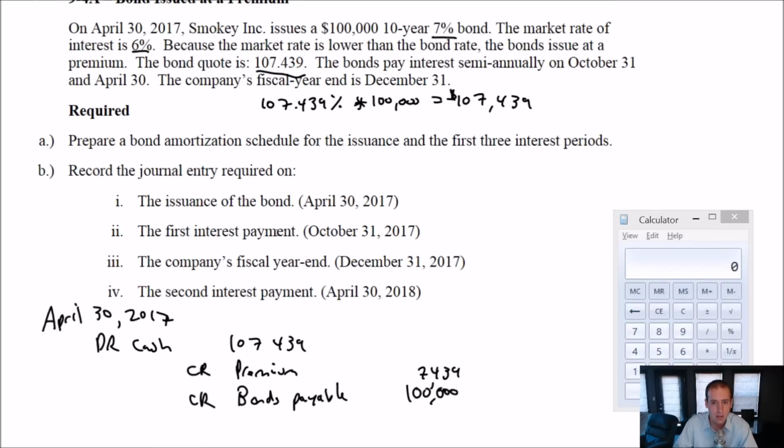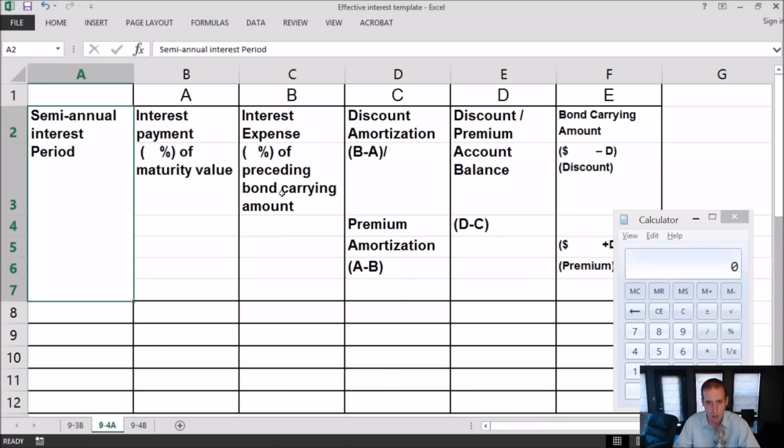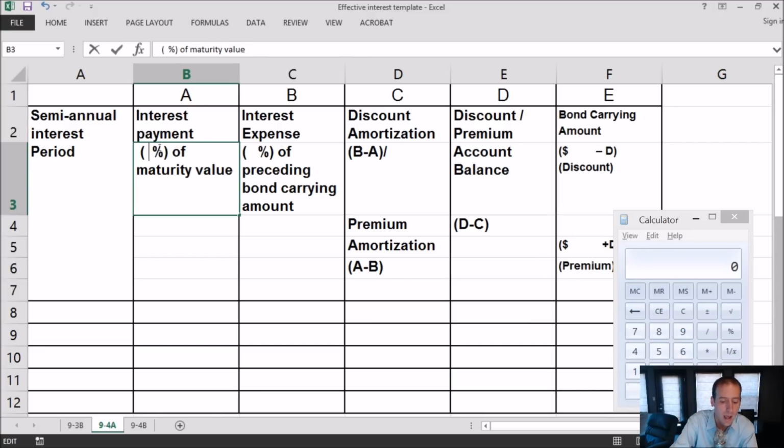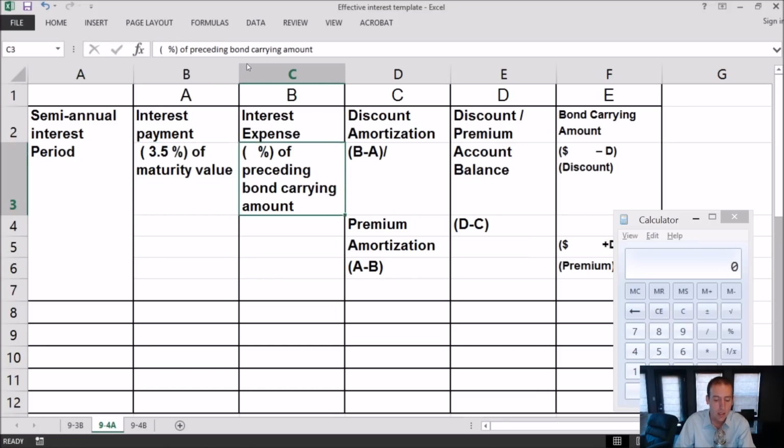Now, I've got it here in Excel, and there should be a link in your problem pointing you at this Excel file. We fill out the top and we say, okay, the interest payment is blank percent of maturity value. It's whatever we've promised to pay. We've promised 7%, divided by 2, because this is semi-annual. We pay every 6 months. The interest expense is the market rate of interest, and again, divided by 2. So that was 6% divided by 2, 3%.